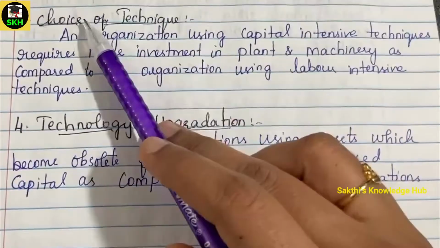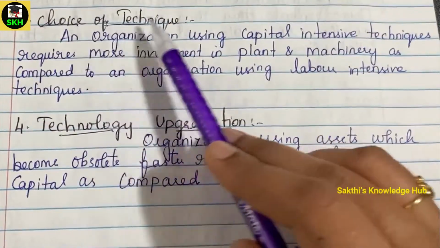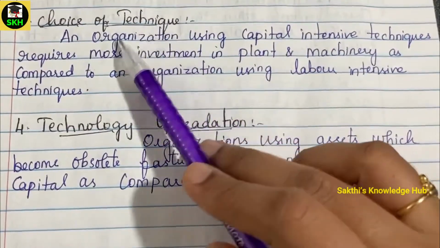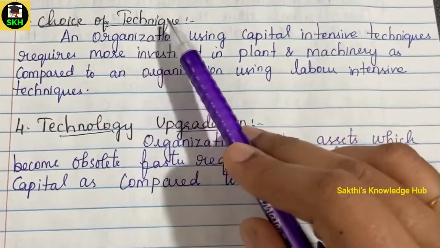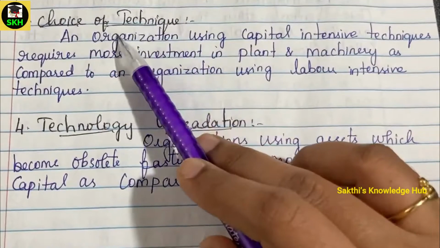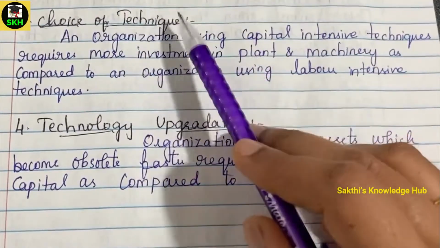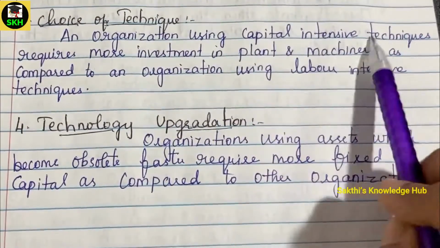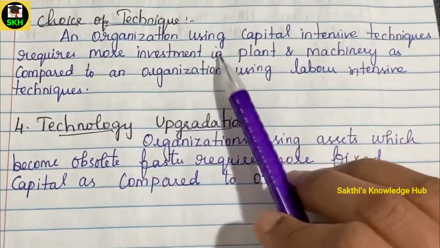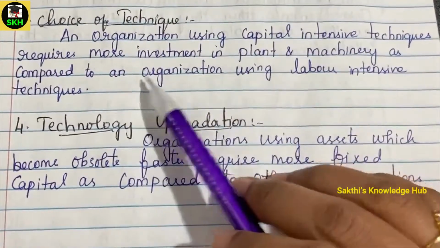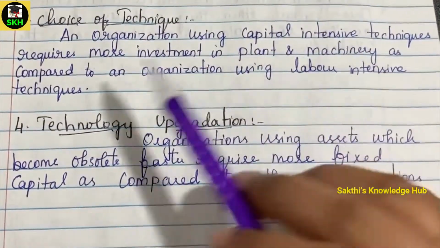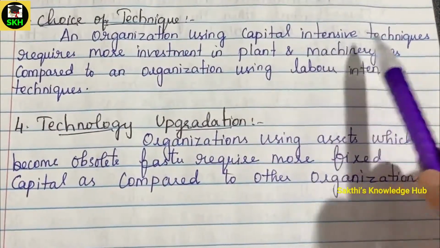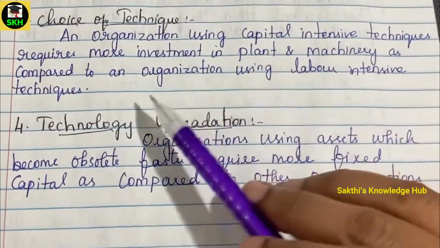And the third important factor is choice of technique. The technique, technology or method which we are using for our business, depending on what we choose, the investment for the fixed capital will vary. An organization using capital intensive techniques requires more investment in plant and machinery as compared to an organization using labor intensive technique. So here we have two different situations: capital intensive technique and labor intensive technique.